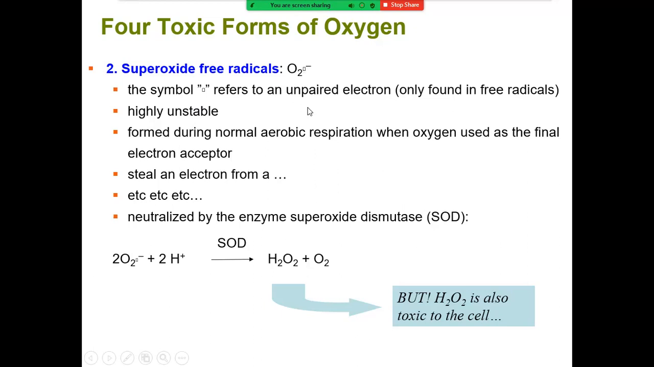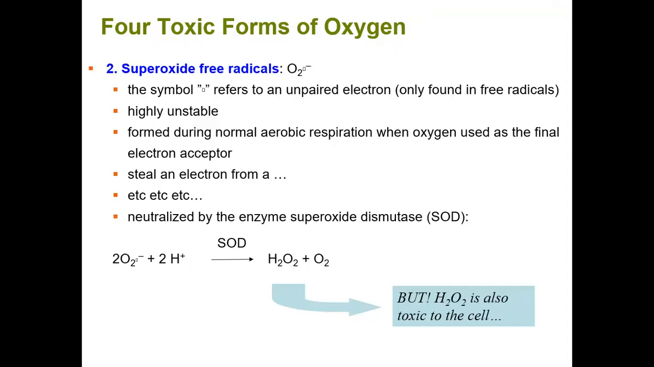The trouble with free radicals is they are unstable. As this molecule bumps into another molecule, it will steal an electron from the other molecule, potentially destroying or disrupting the molecule, and possibly mutating the cell if it bumps into DNA. So this symbol is an unpaired electron, and it's only found in free radicals. Free radicals are highly unstable because they steal electrons from other molecules.